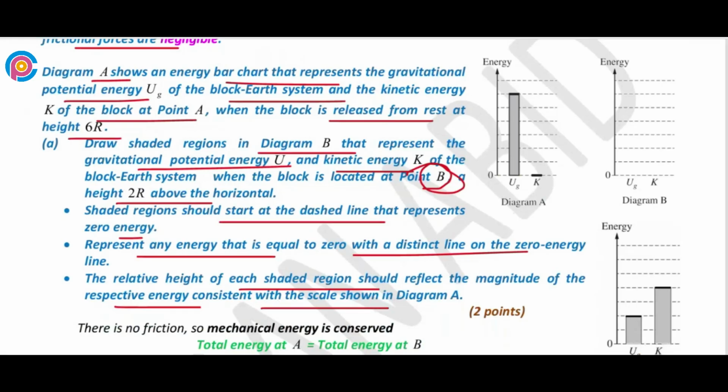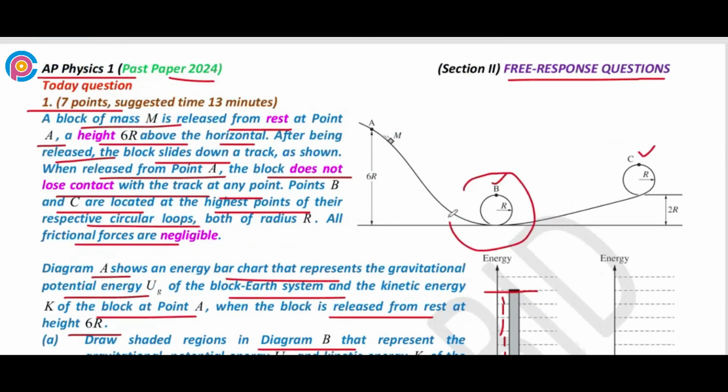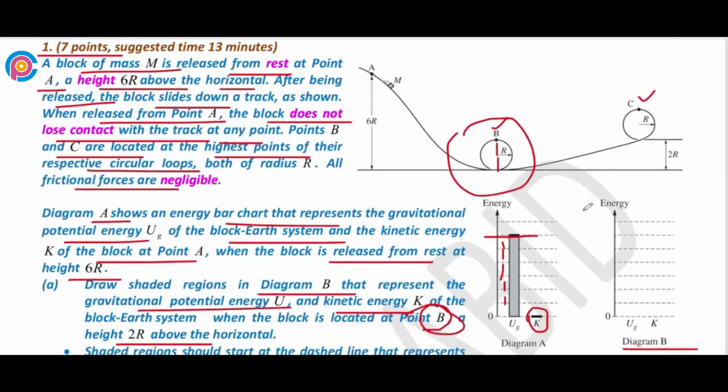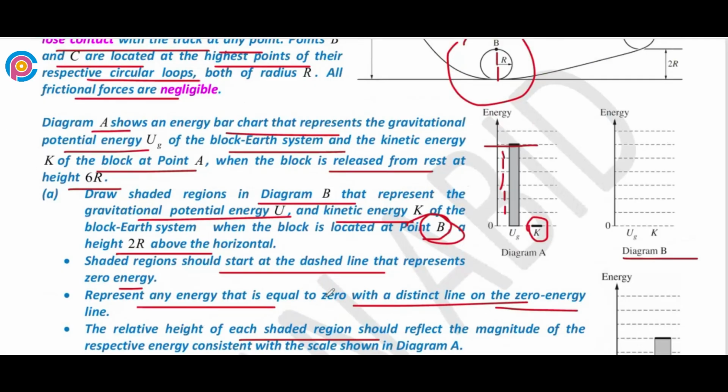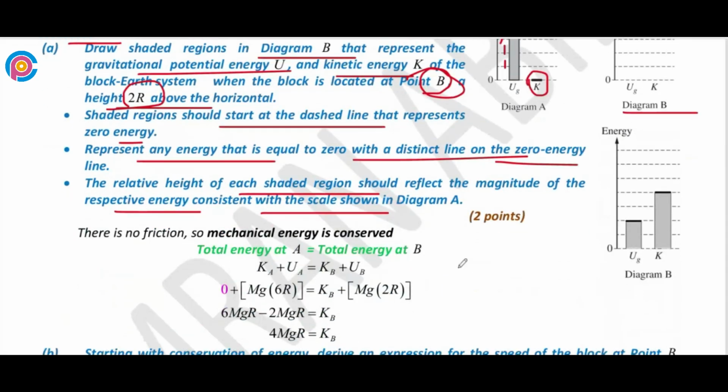Okay, now the question is simple. There is a scale that represents the potential energy, which is 6 units. Initially the body is at rest, so kinetic energy is at zero level. Now it is asking in diagram B, when the block is at point B, which is at 2r height. This represents the 2r height above the horizontal. Now we have to draw diagram B for point B.